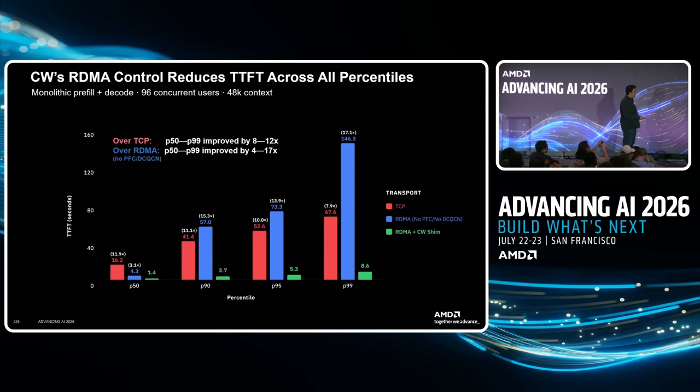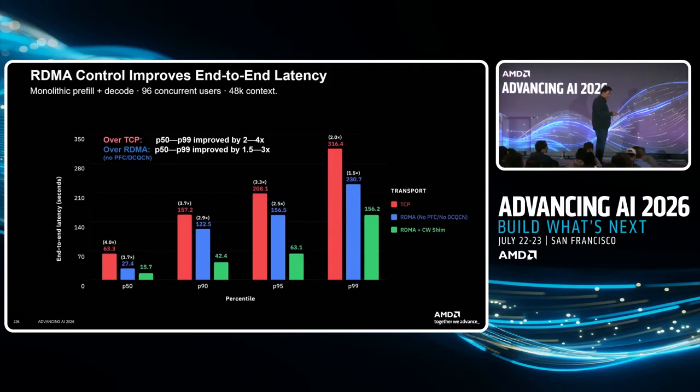TCP, blue is RDMA without the shim, and green is RDMA with the shim. You get improvements in the range of 8 to 12x over TCP and 4 to 17x. You can see the bars; the smaller fine print numbers show you the exact multiples. This is for the time to first token, which is a key metric in inference. The second thing is, the details on what I was saying are up here: 96 concurrent users constantly loading the system, 48K context. And this is the end-to-end latency.